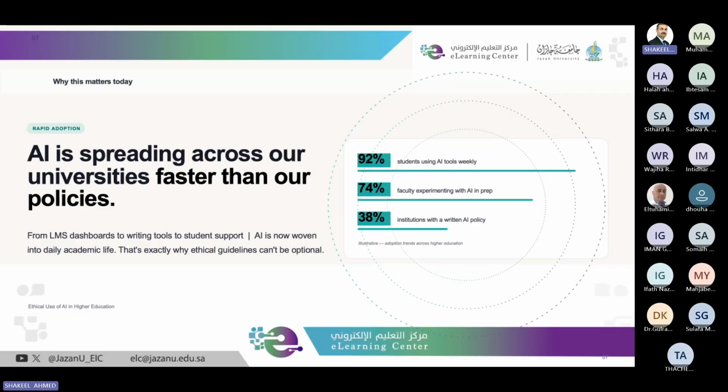An estimated 92% of students are using AI tools every week. 74% of faculty are using AI in their lesson preparations, and only 38% of institutions have a written AI policy. All these numbers are based on research. This is not just numbers. Almost 92% of the students are using AI tools, and in response, 74% of the faculty are using AI tools.